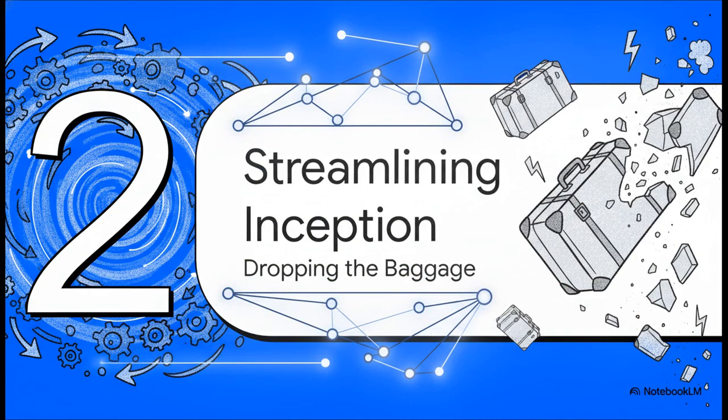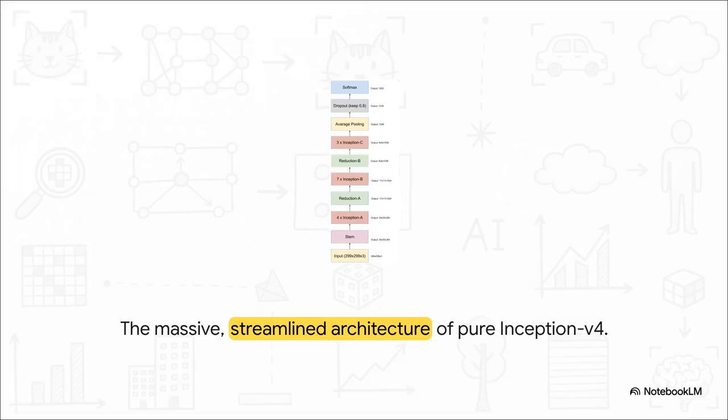Which brings us to Part 2, streamlining with Inception-v4 and finally dropping that baggage. Before the researchers could even think about combining architectures, the first of our rock stars needed to clean house. And this brilliantly illustrates the sheer scale of what they built once they actually did. What we have here is the pure Inception-v4 network.